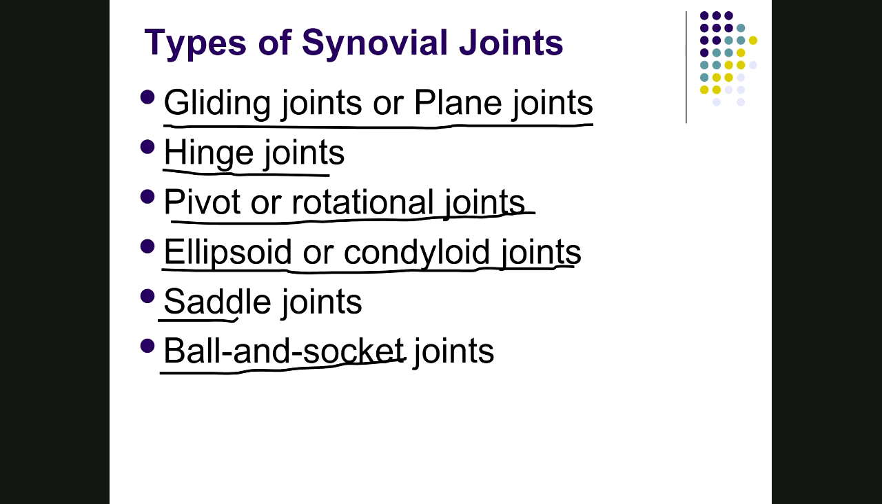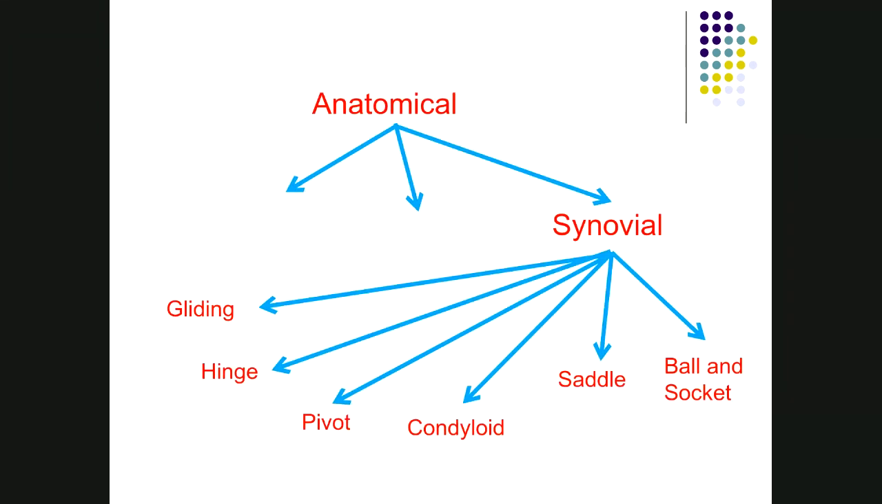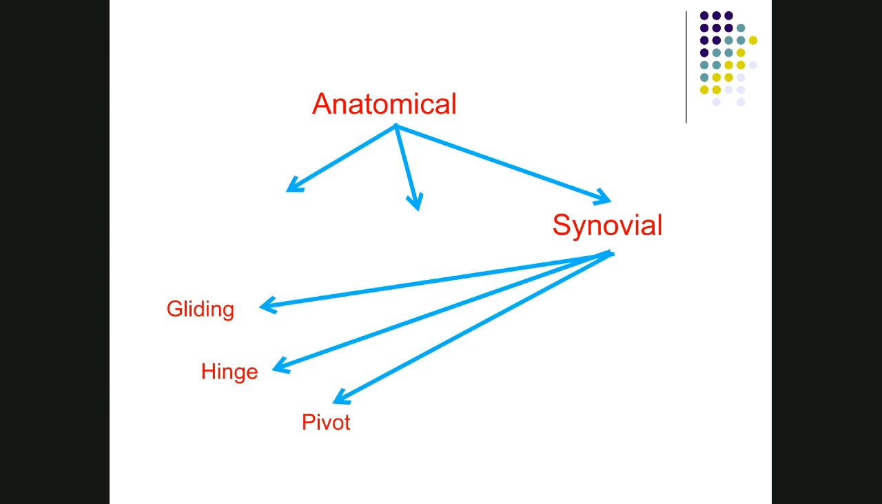And remember, what's going to determine which type of joint it is is the shape of the bones at the joint. And so we'll see that. So again, 6 types. Let's look at these 3 first: gliding, hinge, and pivot.